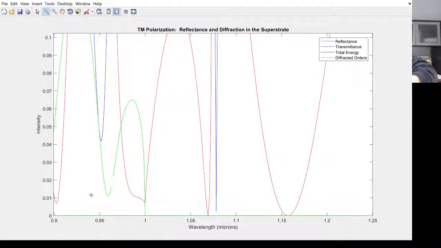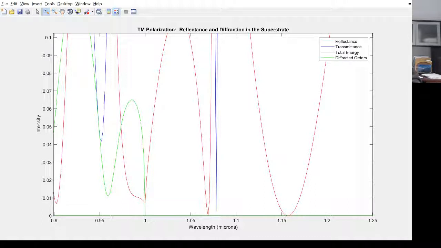But once you get down to this wavelength, a little bit below the period of 1 micron, you'll have the first diffracted beams that shoot off to the side. All right? And so this represents the fact that you have energy being delivered to those 2 other diffracted beams.